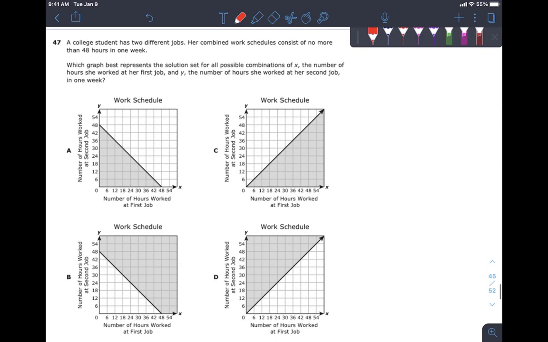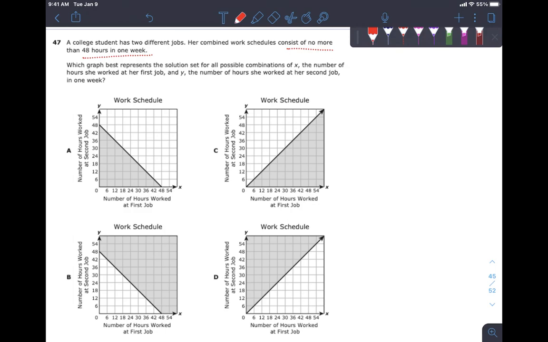Okay, so looks like a crazy problem already. A college student has 2 different jobs. Her combined work schedules consist of no more than 48 hours in 1 week. Which graph represents the solution set for all possible combinations of X, the number of hours she worked at her first job, and Y, the number of hours she worked at her second job in 1 week? Okay, so first of all, they said she can never work more than 48 hours, meaning our graph should end at 48. Okay?